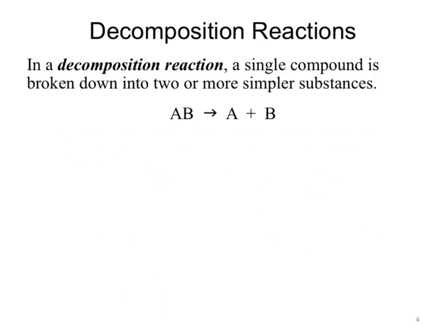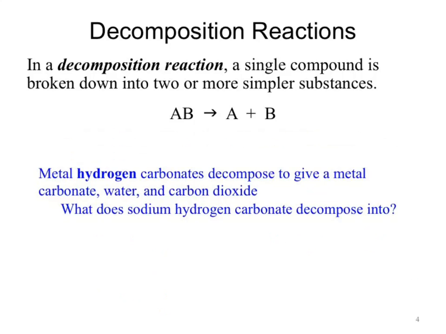Go through and give a couple examples. Other decompositions we could see, you could take a metal hydrogen carbonate and decompose to give a metal carbonate, water, and carbon dioxide. Okay? So in your textbook, they probably gave you a metal carbonate like sodium hydrogen carbonate and says, what does it decompose into? Okay? To do that, how do you figure it out?